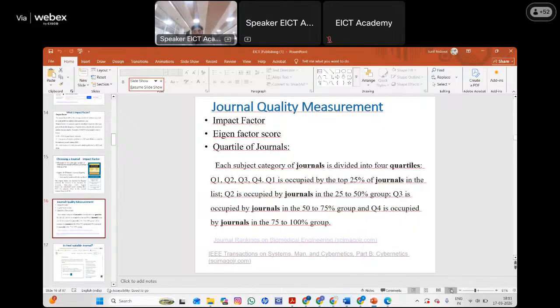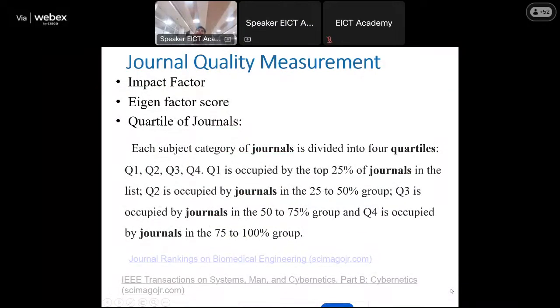हम इस स्लाइड पे, आइगन फैक्टर स्कोर जो है वो कैलकुलेट किस बेस पे होता है? वो आपके जर्नल का जो साइटेशन है वो कौन सी जर्नल में साइट हुआ है उसके ऊपर है. अगर वो Q1 कैटेगरी के जर्नल में हुआ है तो उसका वेटेज ज्यादा है. अगर Q2 में हुआ है तो उसका वेटेज थोड़ा कम है. Q4 में हुआ तो उसका लीस्ट वेटेज.